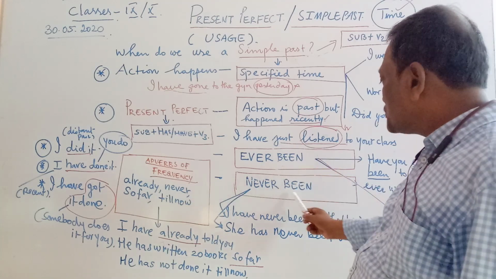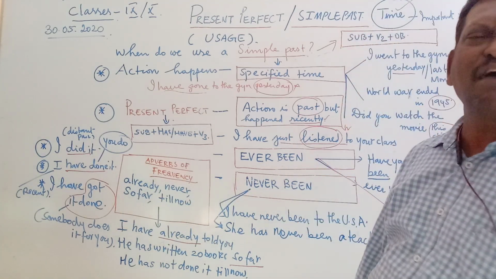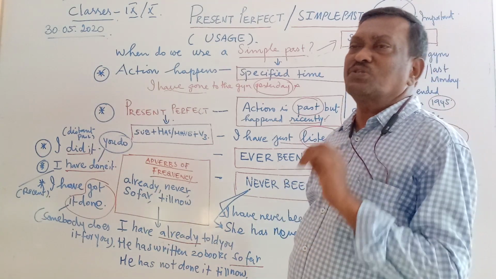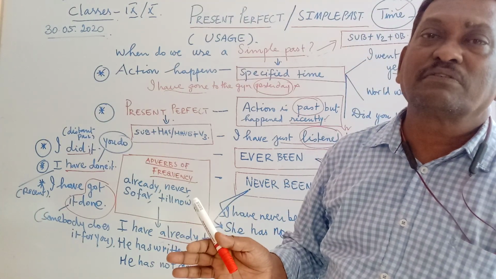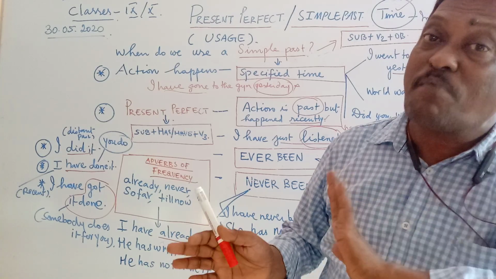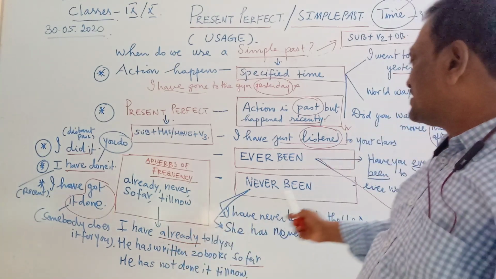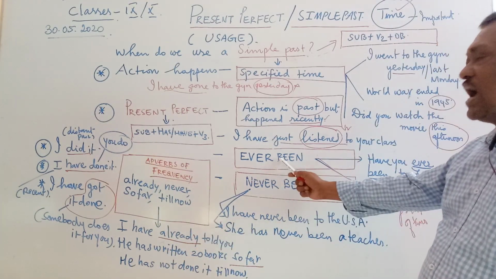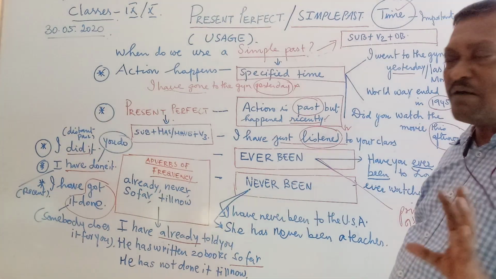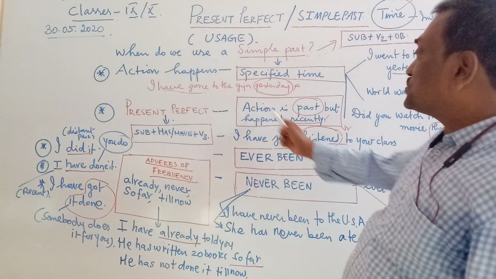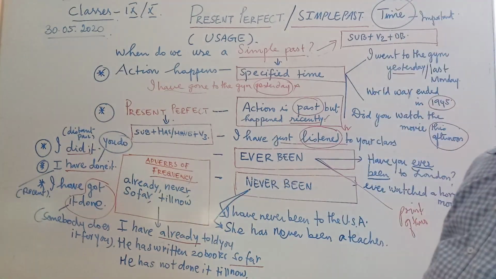The same goes for never been. I have never been to London. So what do you mean, I have never been to London so far? At no point of time have I visited London. So never been and ever been, never and ever, these are some of the adverbs which are used with the present perfect tense. Okay.